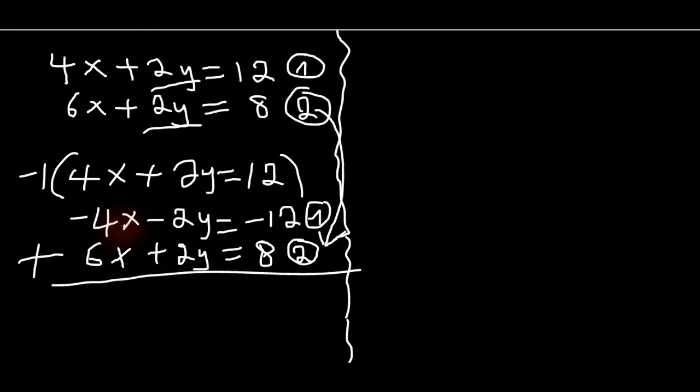So minus 4x plus 6x is 2x. Minus 2y plus 2y is going to cancel out. So minus 12 plus 8 is going to be equal to minus 4. We are going to divide both sides of the equation by 2 in order to get the value of x.